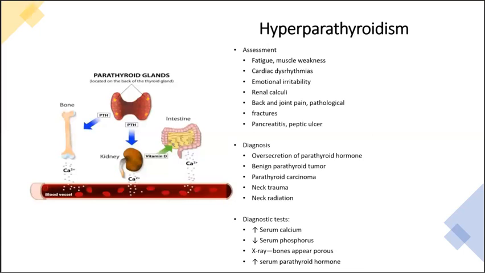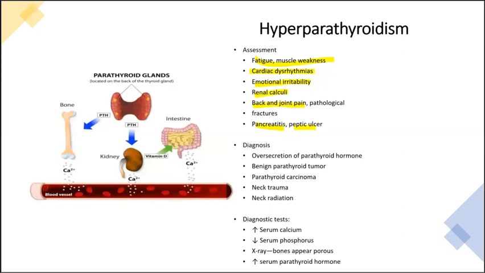Remember, we said in hypoparathyroidism, the bones are thick, but in hyperparathyroidism, you notice fragile bones. There's kidney stones and renal calculus. And again, you also notice excessive urination. So like we said, the patient is usually fatigued. There's muscle weakness. There's cardiac dysrhythmias, emotional irritability. We talked about renal calculi. We also see back and joint pains. We could also notice pathological fractures. There could be pancreatitis. The patient could have peptic ulcer.